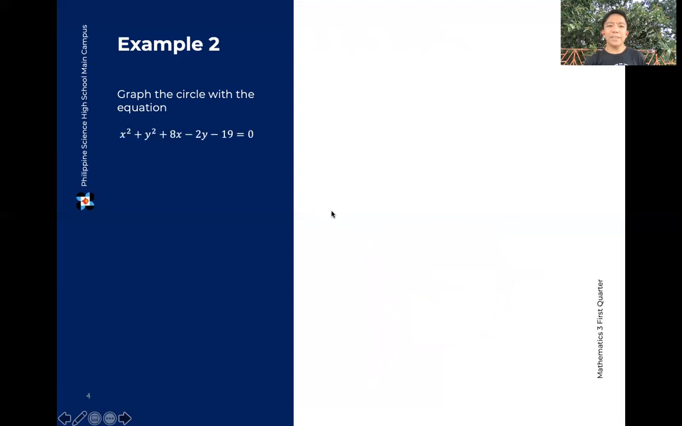Ngayon, gagamit na tayo ng completing the square. Bibigyan tayo ng circle na ang equation ay in general form. So we write it down. We group together all the x's. So x squared plus 8x nasa isang parenthesis. Plus y squared minus 2y, quantity, naka-quantity. And yung constants, ilagay natin sa right side by adding 19 to both sides.